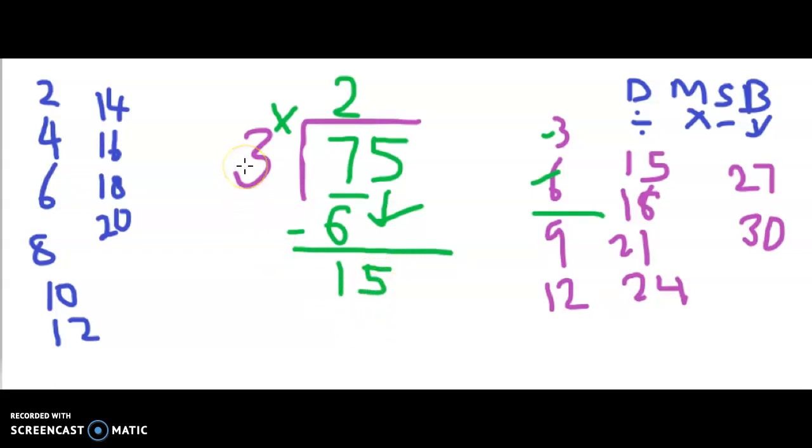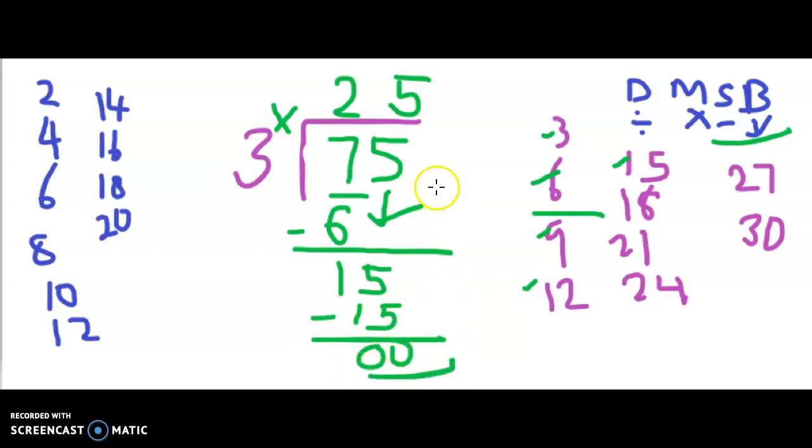15 divided by 3. We do again, because now there are 15 monkeys lying on the ground. 15 divided by 3: 1, 2, 3, 4, 5. And we multiply. 5 times 3 is 15. And we subtract and we get 0. And we have no more monkeys to bring down. So we stop at the answer 25.